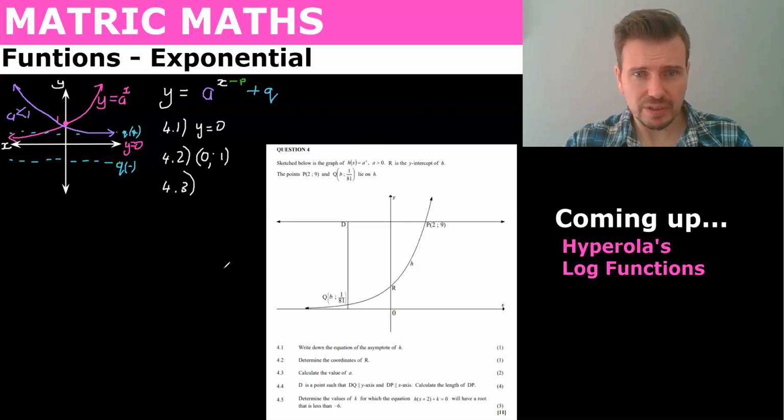4.3 asks calculate the value of a. Okay, so they want to know a. Well, we've got a point on the graph, 2 and 9. So we can substitute that into the general equation.